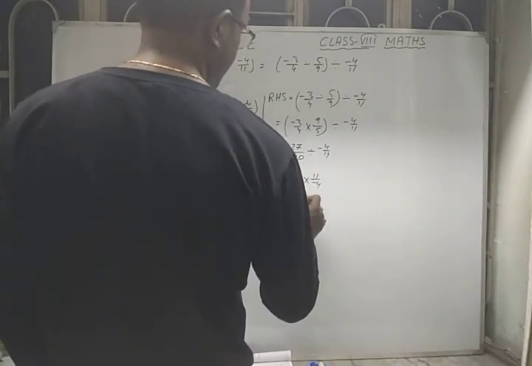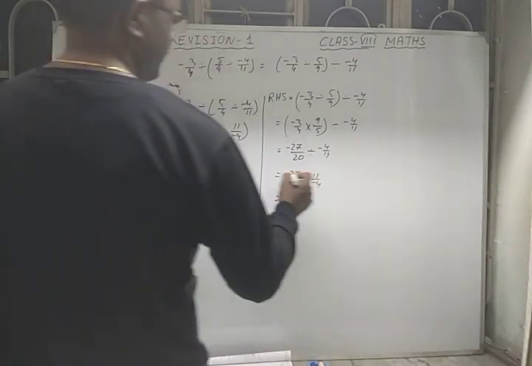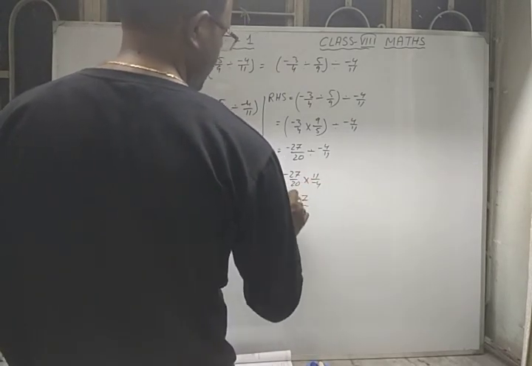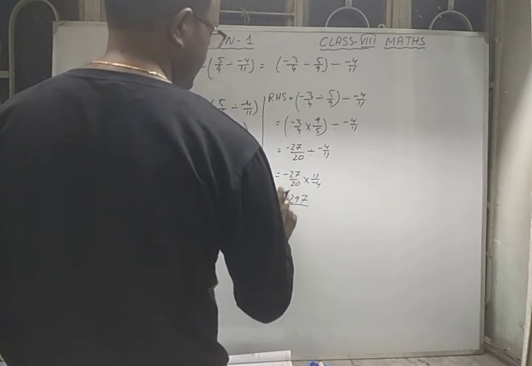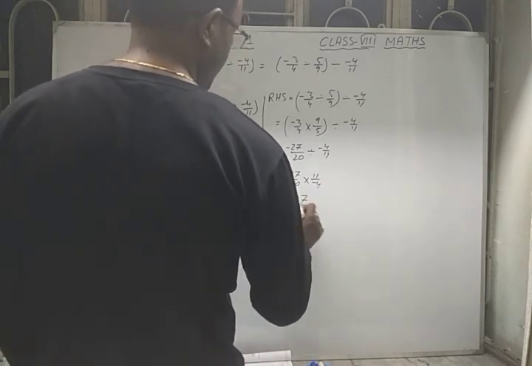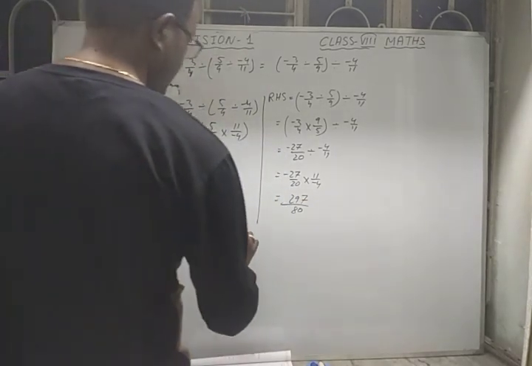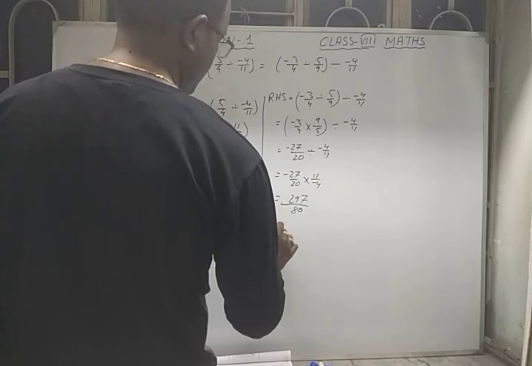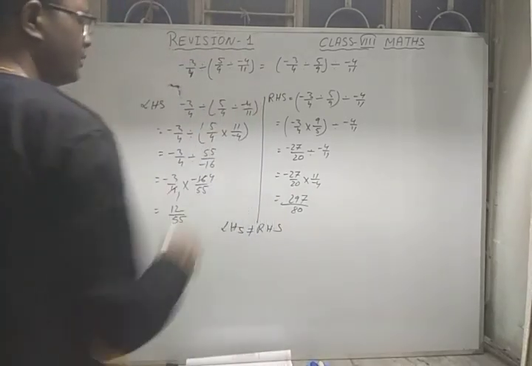So 11 7s are 77, carry 7. 11 2s are 22 plus 7 is 29. Minus into minus is plus, so no need to write the plus sign here. And 4 into 20 is 80. So here you can see LHS is not equal to RHS. So the statement is false.